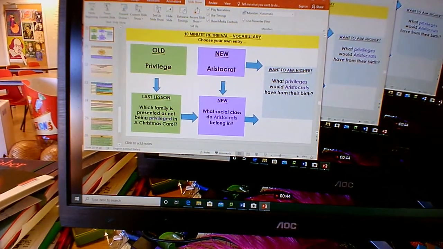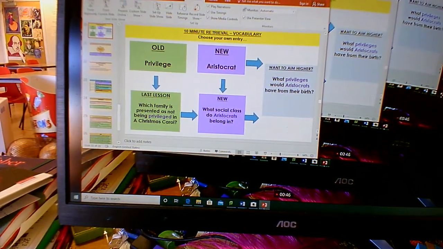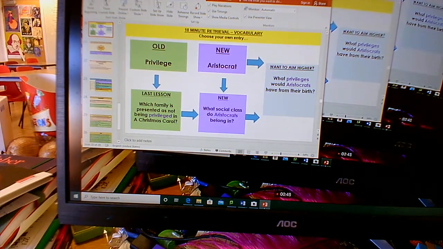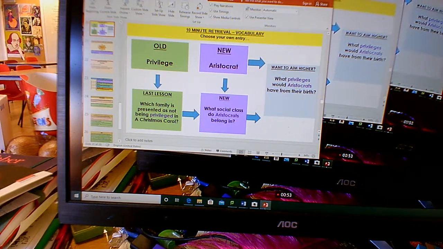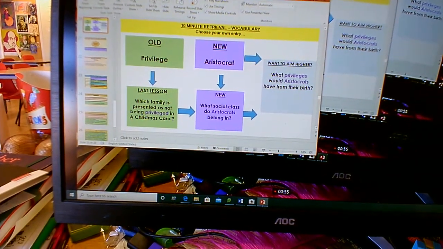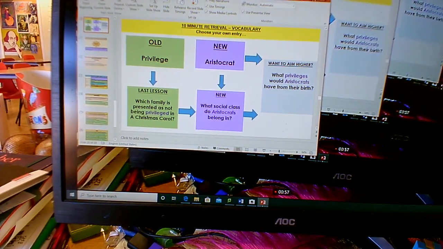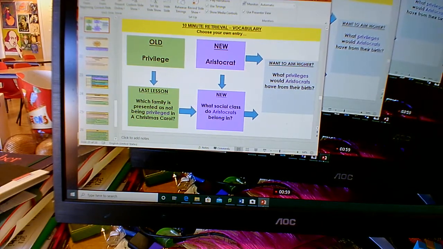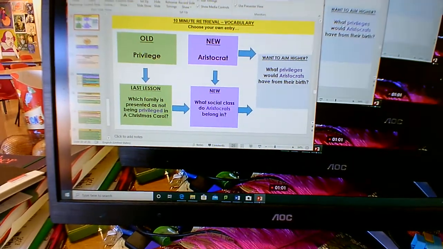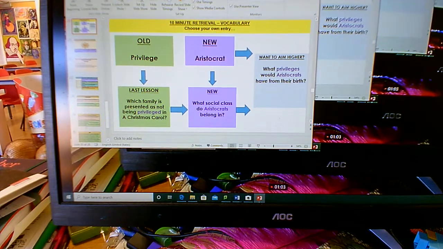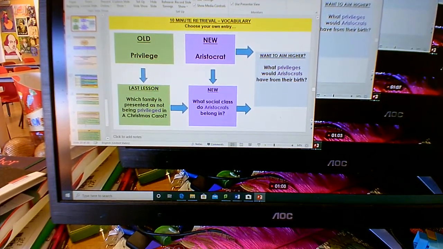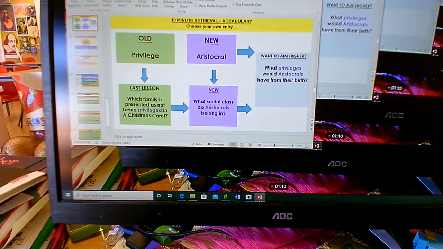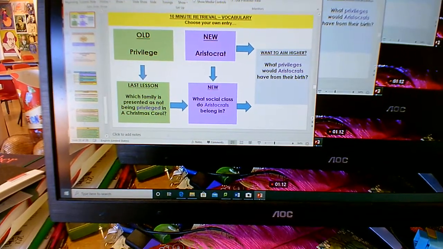So hopefully what you should be able to see right now is the PowerPoint. So we're going to try and continue just as we do with our normal lessons, okay? So we're looking at aristocrat as our new word today, and we're looking at privilege. Now, those of you that were in the last couple of days of term may have done the start of this lesson, but we'll be moving on to new things a little bit later on.